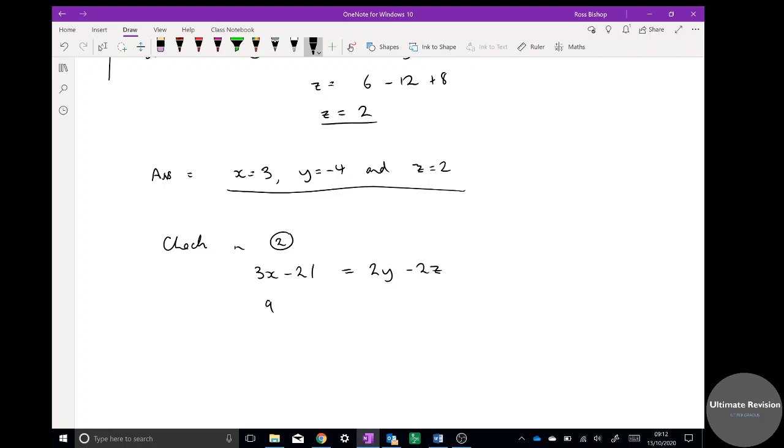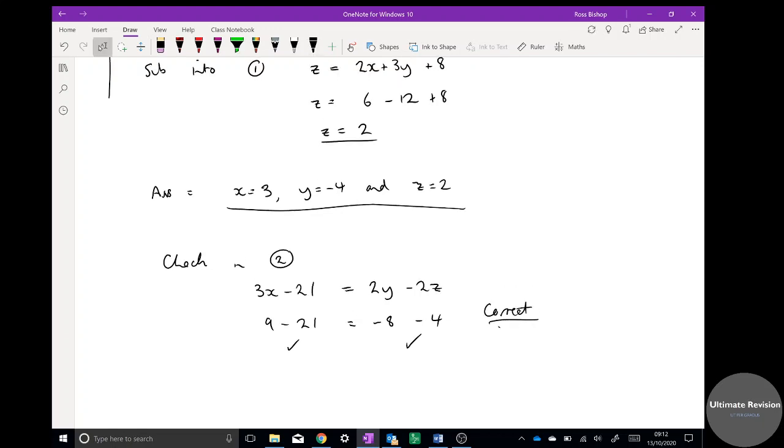3 times 3 is 9, minus 21. Does that equal minus 8 minus 4? Yes, it does. They're both going to equal minus 12. So I know that that is correct. Okay, so that's my answer there.